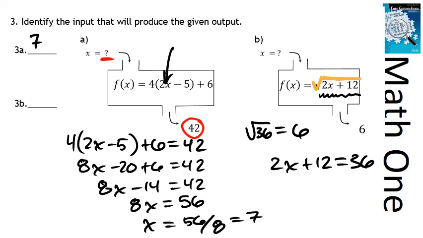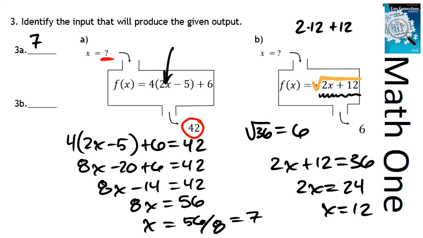Well, subtract 12 from both sides, and we get that 2x equals 24. And then divide both sides by 2, and we get that x is 12. And we can verify that. When x is 12, this becomes 2 times 12 plus another 12, which is 24 plus 12, which is exactly 36. And sure enough, the square root of 36 is 6. So when x is the number 12, that produces exactly 6 out of that function.